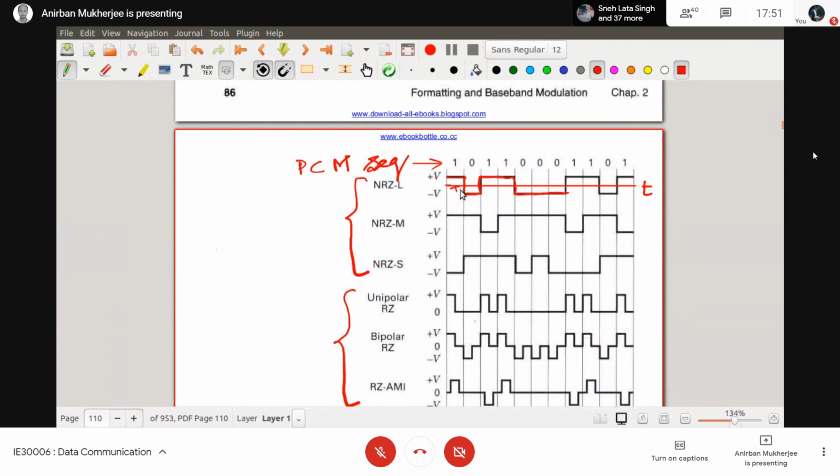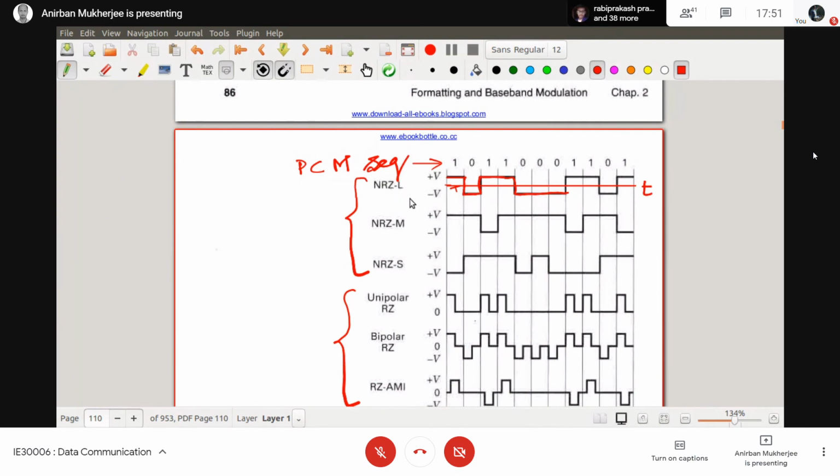Say this capital T equals 1 millisecond. If T is 1 millisecond, what is your bit rate? How many bits will you transmit in 1 second? If you have alternating 1 0 1 0 like that, then you can do 1000 of these in a second. That means you are transmitting 1000 bits, so your bit rate is 1 kilobit per second for a PCM sequence with NRZ-L.